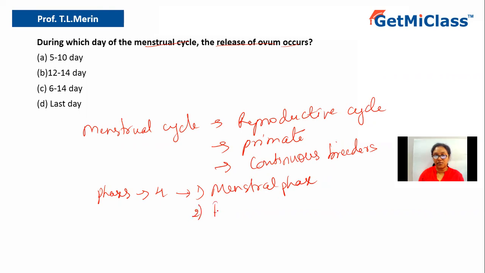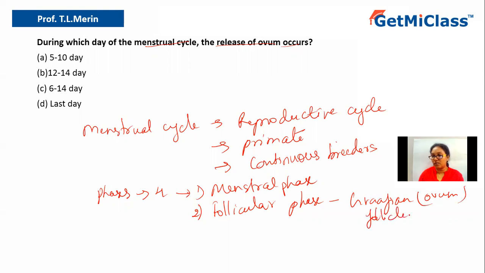Then the second one is called the follicular phase, where the follicles are developed and the follicles carry the ovum. The Graafian follicle is a very important follicle which carries the ovum. And this ovum will get released in the ovulatory phase, where the egg gets released. Every time only one egg or ovum will be produced. That is why it is called the ovulatory phase.